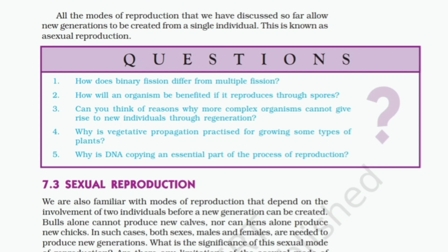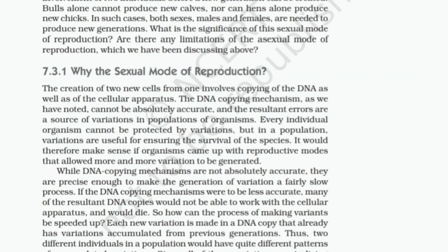Sexual reproduction. We are also familiar with modes of reproduction that depend on the involvement of two individuals before a new generation can be created. Bulls alone cannot produce new calves, nor can hens alone produce new chicks. In such cases, both sexes, males and females, are needed to produce new generations. What is the significance of this sexual mode of reproduction? Are there any limitations of the asexual mode of reproduction, which we have been discussing above?